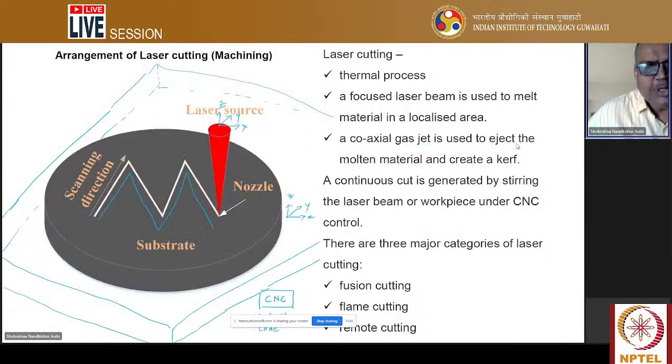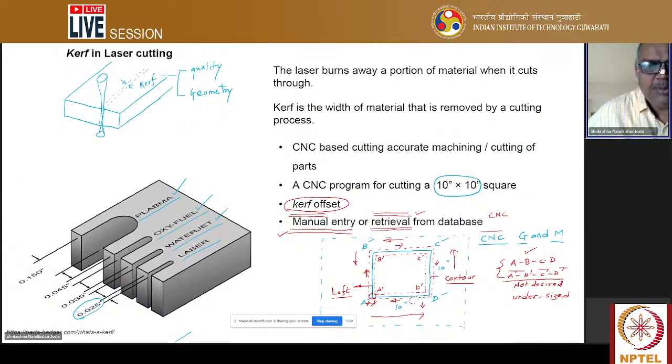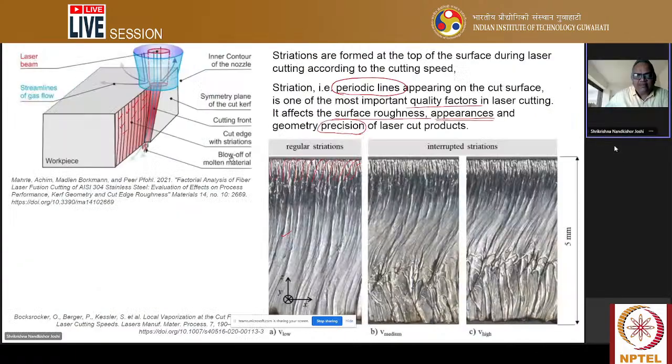Then the arrangement of laser cutting and the concept of kerf geometry, and how to have the laser movement by using a CNC machine. In addition to kerf, there is one more concept that we call striations. How these striations are getting generated, and how they affect the surface roughness and product quality, that also we have seen.